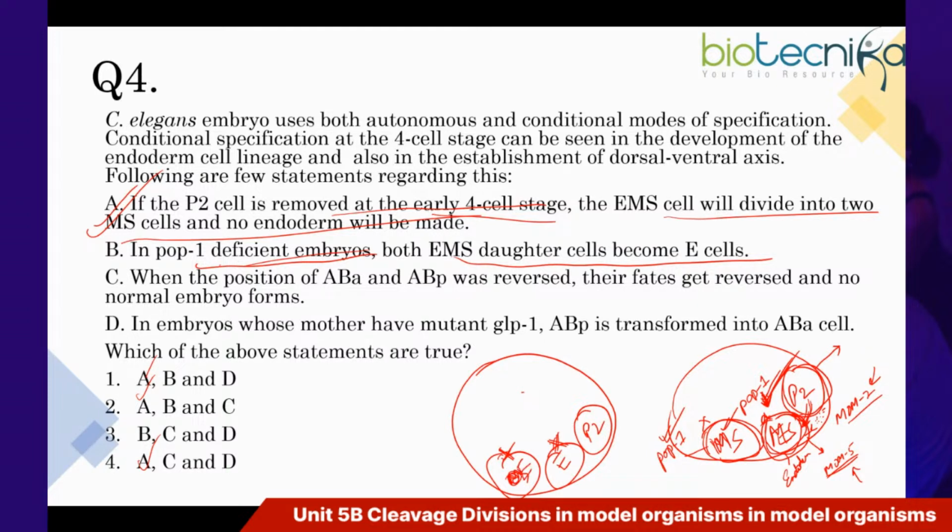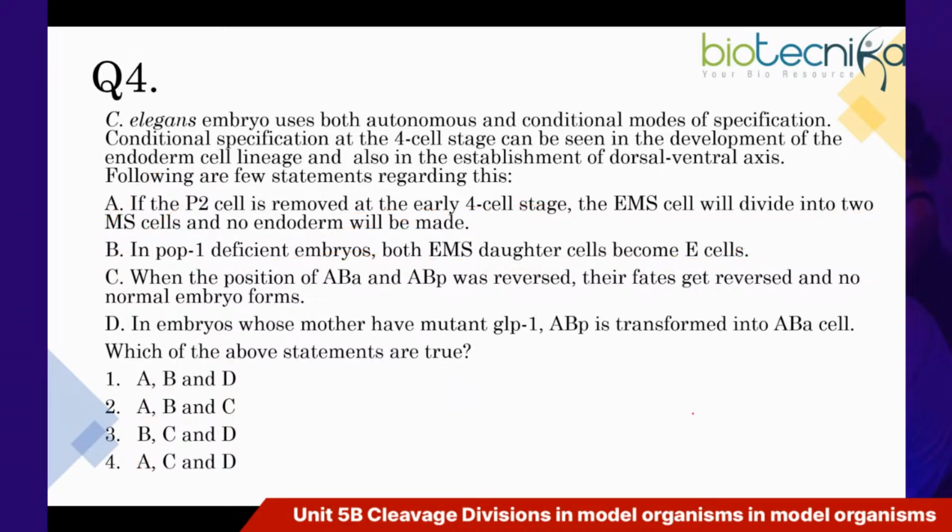This also will form endoderm. So in a POP1 deficient embryo, both EMS daughter cells will become endoderm. So this is also right. So A, B correct. Still you have to see which is correct. So either C is correct or D is correct. Now they are talking about the AB signaling.